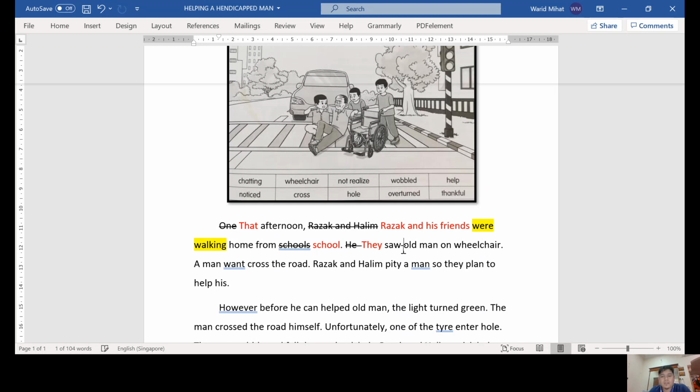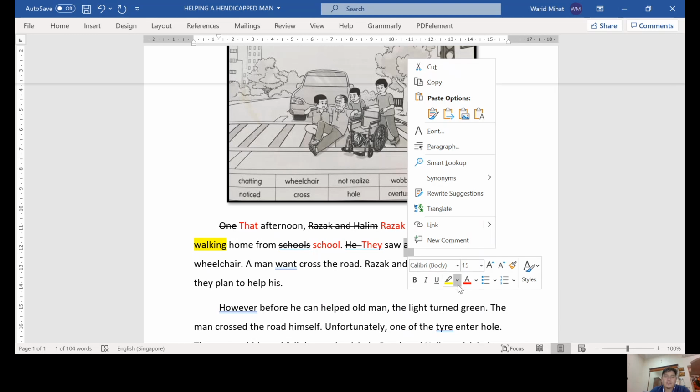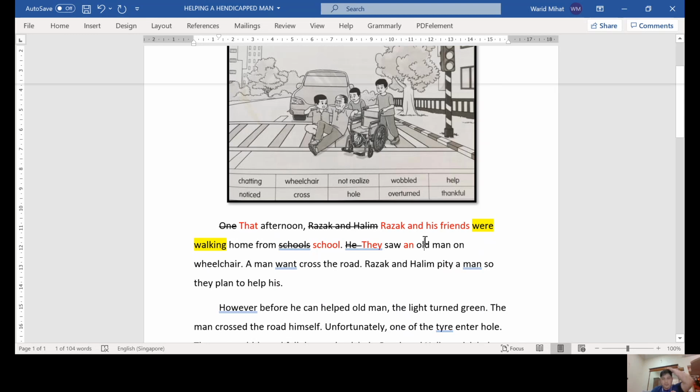Okay, so they saw old man. As I've mentioned earlier, apabila the object of the sentence is singular, then you make sure the singular noun has article, a, an, or the. Okay, so this is the first time old man being mentioned in the story. So you cannot use the word the. You have to use the word an old man. Why an old man? Because this corresponds dengan perkataan old. Okay. So you cannot say a old man. You have to say an old man. Seorang lelaki tua. Remember, kalau you nak translate daripada bahasa Malaysia to English, apabila kata nama tu satu, singular, then it requires article. Okay, article ni apa? A, an, ataupun the. Okay, so they saw an old man.